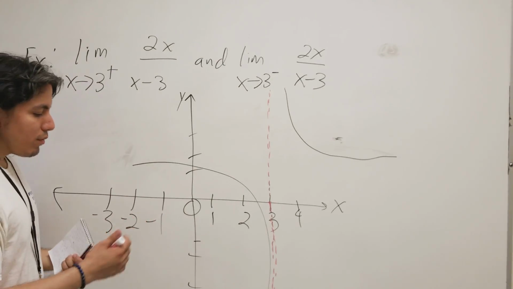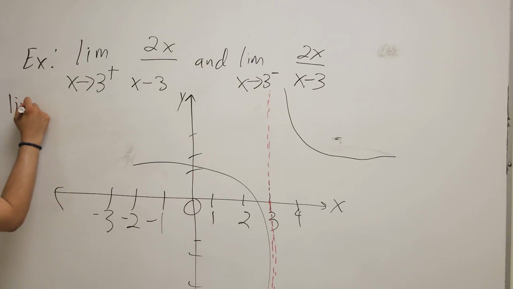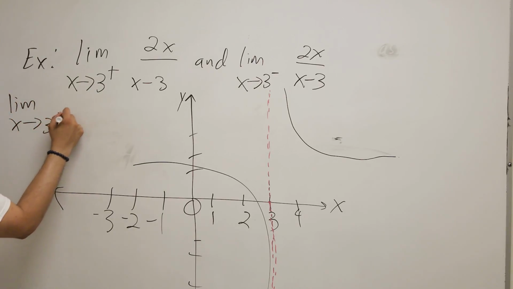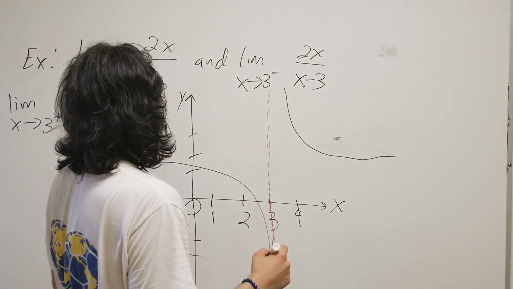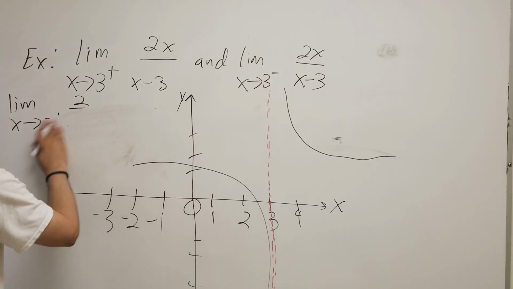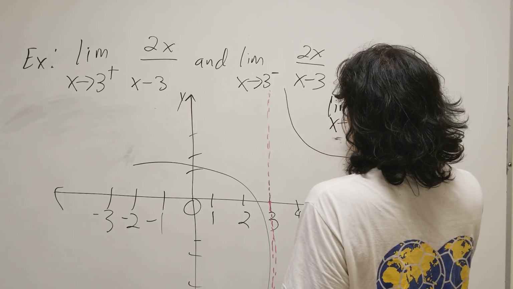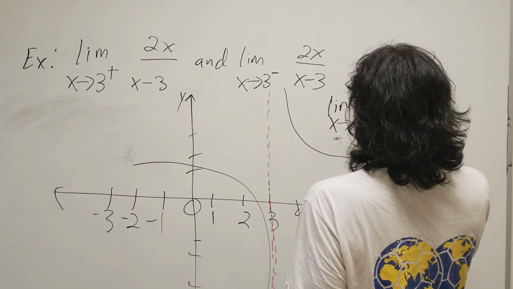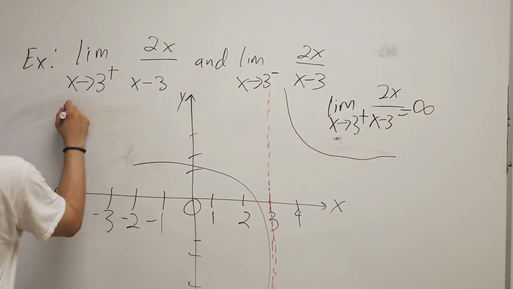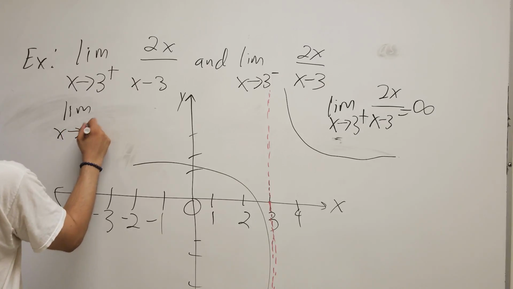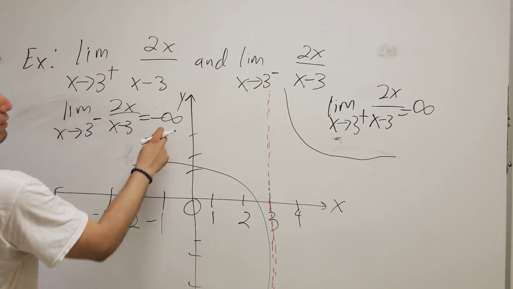So the point that I'm trying to make is that if I were to actually take the limit as x approaches 3 from the right of our function, it'll shoot up to infinity. Well, let me actually write it on the other side. That would make more sense. If I take the limit as x approaches 3 from the right of our function, 2x over x minus 3, it goes to infinity. And then if I take the limit as x approaches 3 from the left of 2x over x minus 3, it's going to shoot to negative infinity.